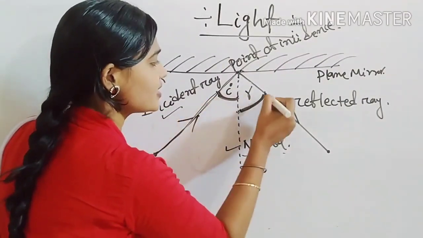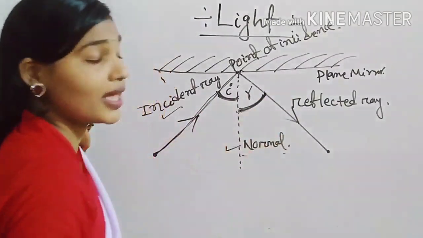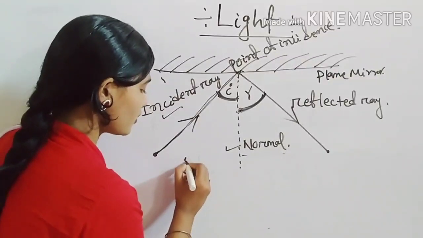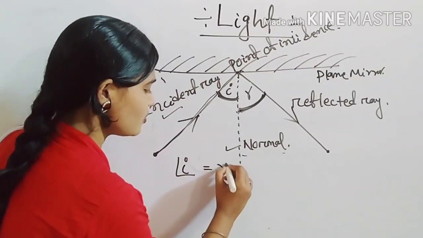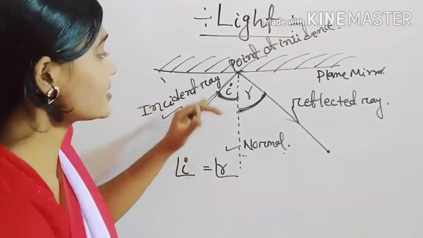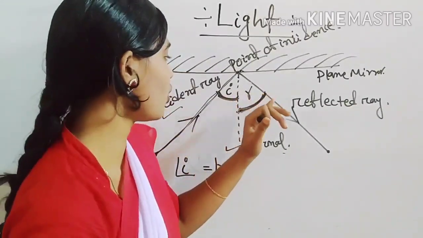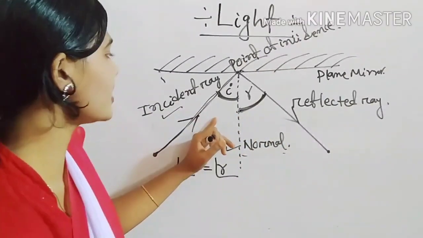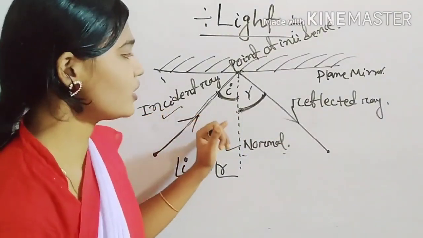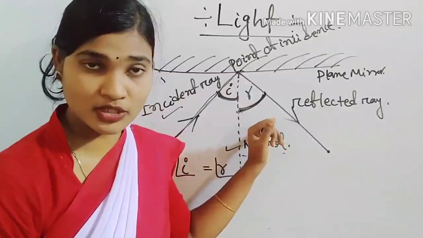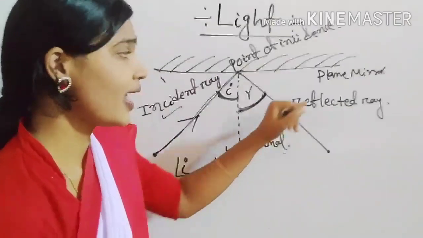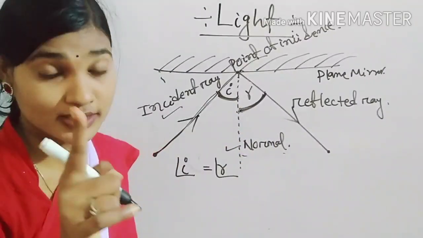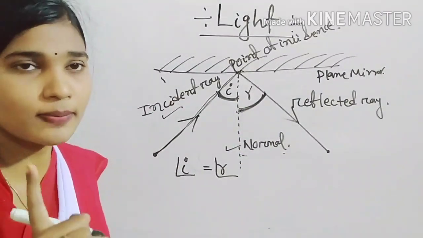Angle of incidence is always equal to the angle of reflection. In the shortcut formula, we know that small i equals small r. Here is the angle of incidence, that is between the incident ray and the normal. Here is the angle of reflection, that is between the normal and the reflected ray. So these two angles are equal. This is the first law of reflection.